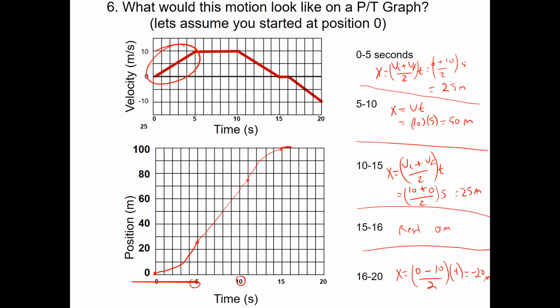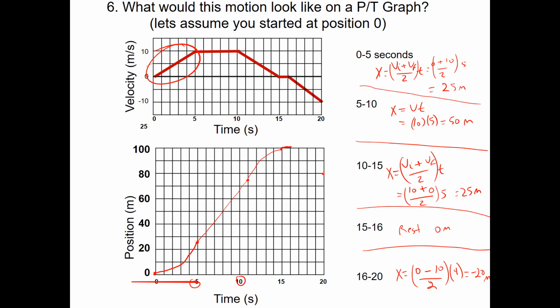And lastly, at the very end, we're now going to cover negative. We're going backwards. We're getting faster and faster going backwards. So it's going to be a curve, but it's going to be going away faster and faster from that 100 meter mark. And we do this until the very end. And when we're at the very end, we are going to be exactly at 20 meters less.